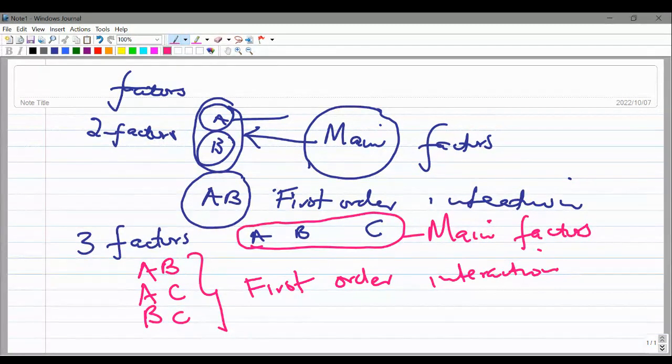Yes, I'm listening. Well, does it mean main factors are independent factors, factor A and B, since they don't influence each other? Yes, they are main factors. That's why they are not influenced by other factors. It's different from this one.